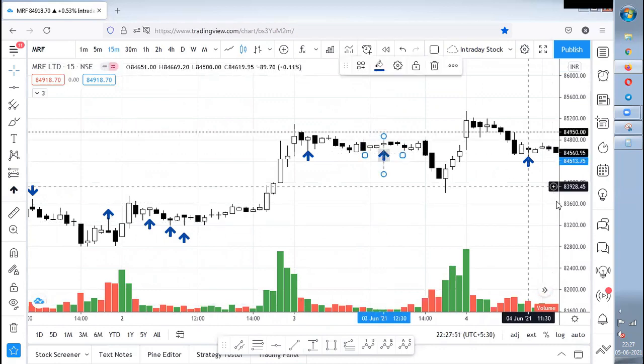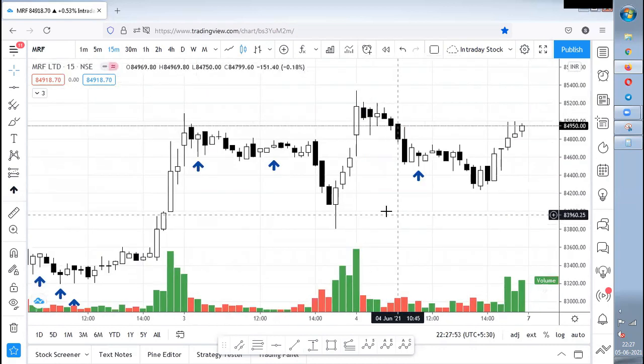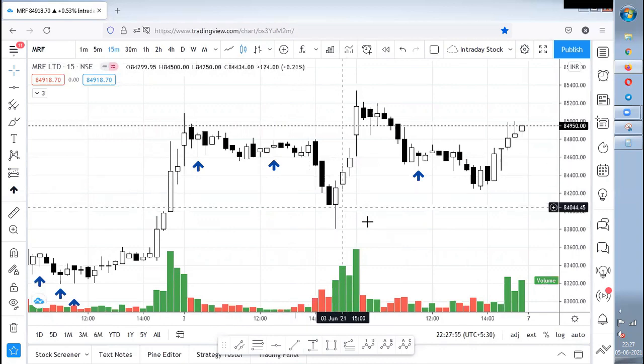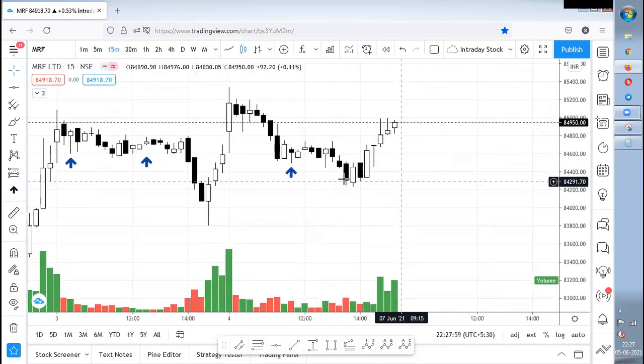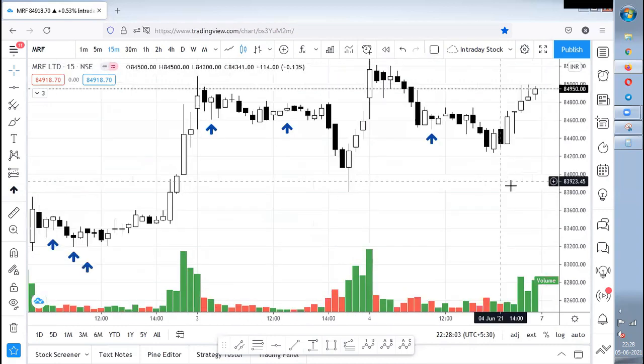And then what else? I could see a Wick Reversal Setup over here. Okay, this is a Wick Reversal Setup. Good one. Gave some good decent profit. And apart from that, I could not see any Wick Reversal Setup. Here is also one Wick Reversal Setup. Clear? So there are several other triggers also.